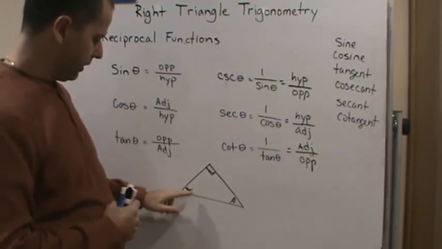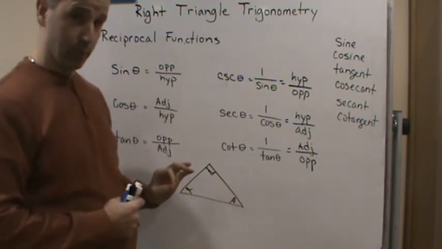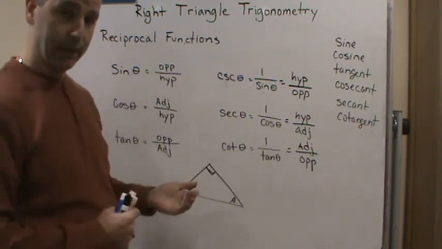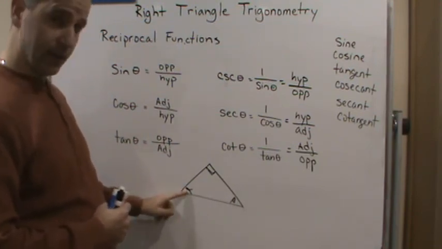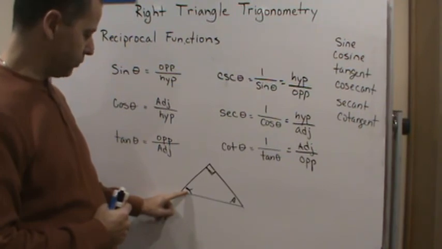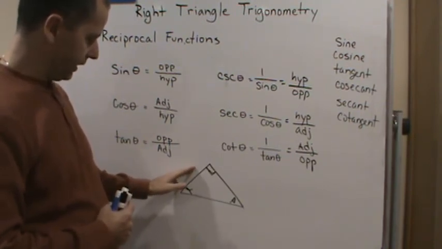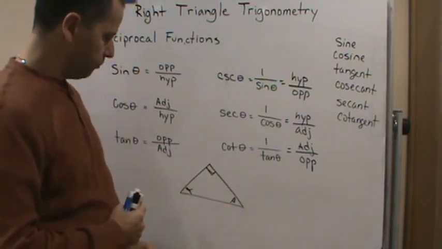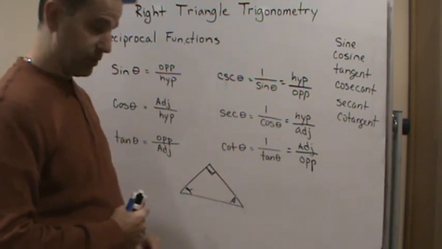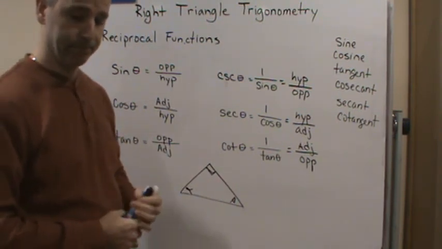And then of course the angle itself, alpha or beta, will determine how I set up my trig functions. If alpha is the angle I'm interested in, then this is going to be the adjacent leg, and this is going to be the opposite. If beta is my reference angle, then this is going to be my adjacent and this is going to be my opposite. So again, just be aware of that.